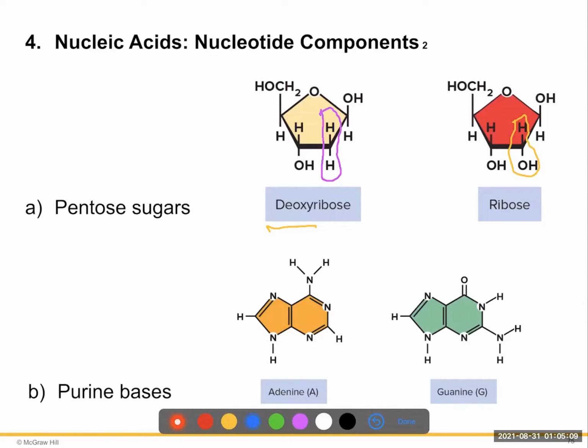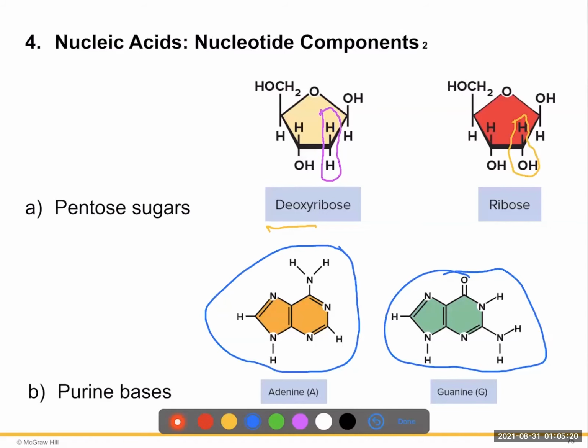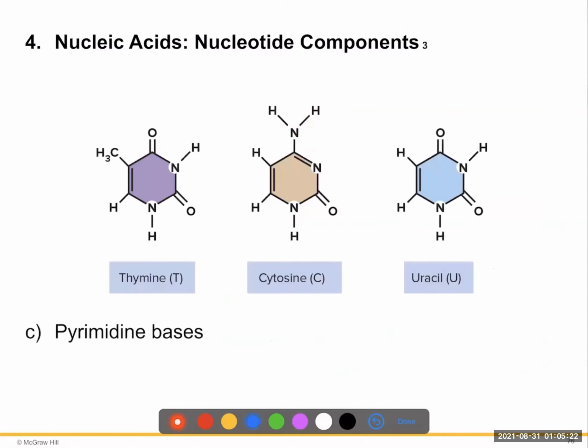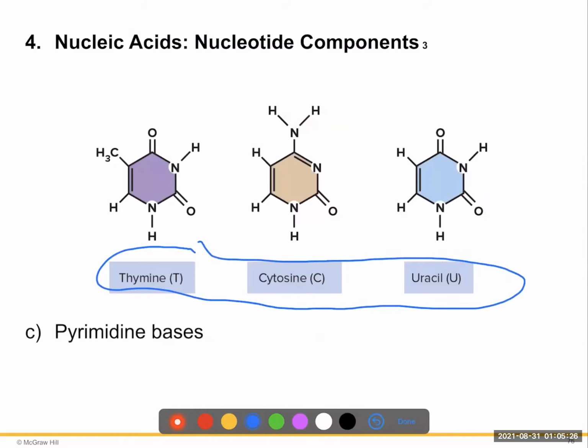Yes. Okay, perfect. That's why I have DNA and RNA, deoxyribose and ribose, different sugars. And then the bases, you have purines and pyrimidines. Your purines are adenine and guanine. Those are your double ring structures. And your pyrimidines are thymine, cytosine, and uracil. Those are your single ring structures for nucleic acids.